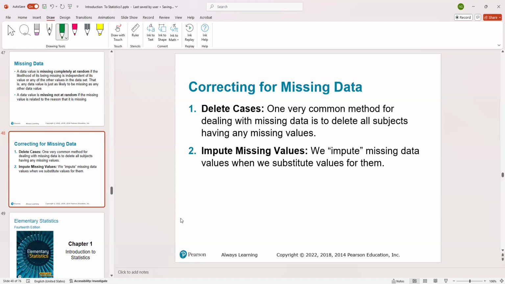So hopefully that's helped you to understand types of data. We said we have two types of data, qualitative data and quantitative data. Quantitative data can be either discrete or continuous. In a different video, we will come back to talk about collection of sample data.